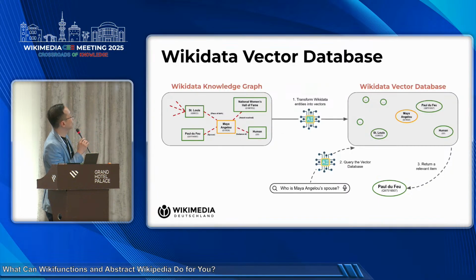And now we can see the Wikidata knowledge graph on the left-hand side. We are currently in the process of transforming the knowledge graph Wikidata entities into vectors, which is what we are working on, and then to create a Wikidata vector database that would then enable users or even different Gen AI tools or projects, open source of course, out there, to query the vector database and then come out with a return of an item of Wikidata.